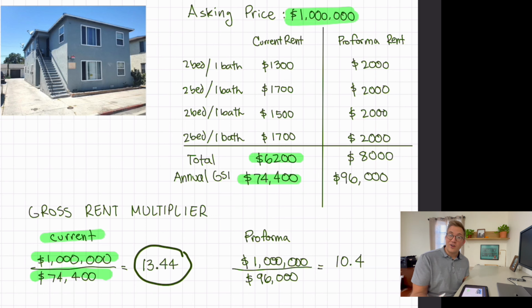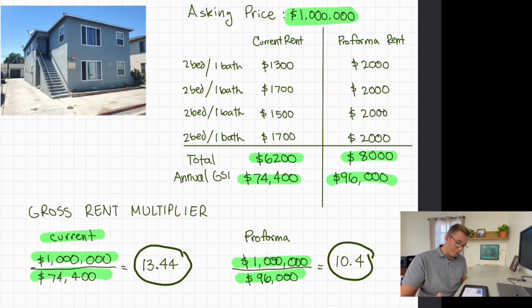If we now calculate based on pro forma rent, let's see what this looks like. We think we can get $2,000 for each of these units. Once they're fixed up, the total for the month would be $8,000, and annual gross scheduled rent would be $96,000. So we run our same equation, $1 million divided by $96,000, and now this property is operating at 10.4 times gross. It's really common to see this where a property has upside in rents like this. But looking at this, we would still want to know what other properties in this market or in this neighborhood are trading for.